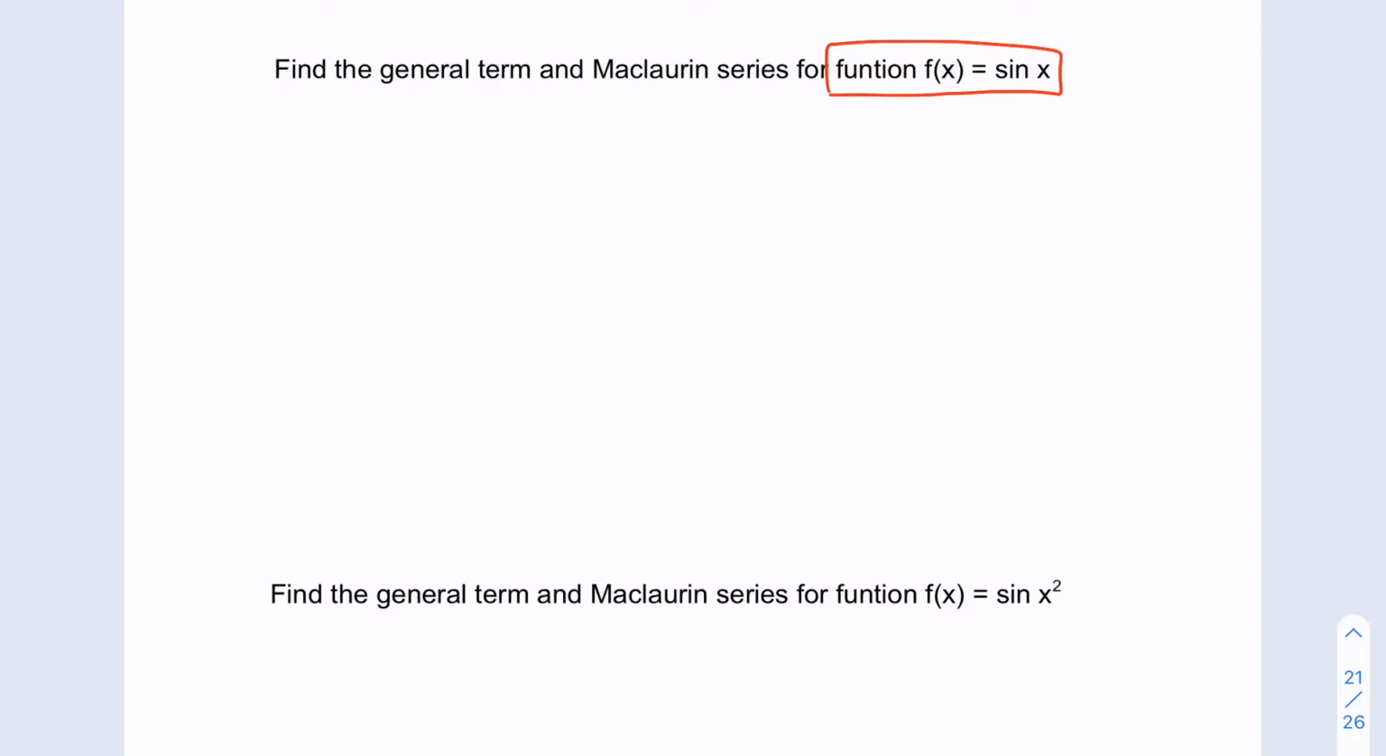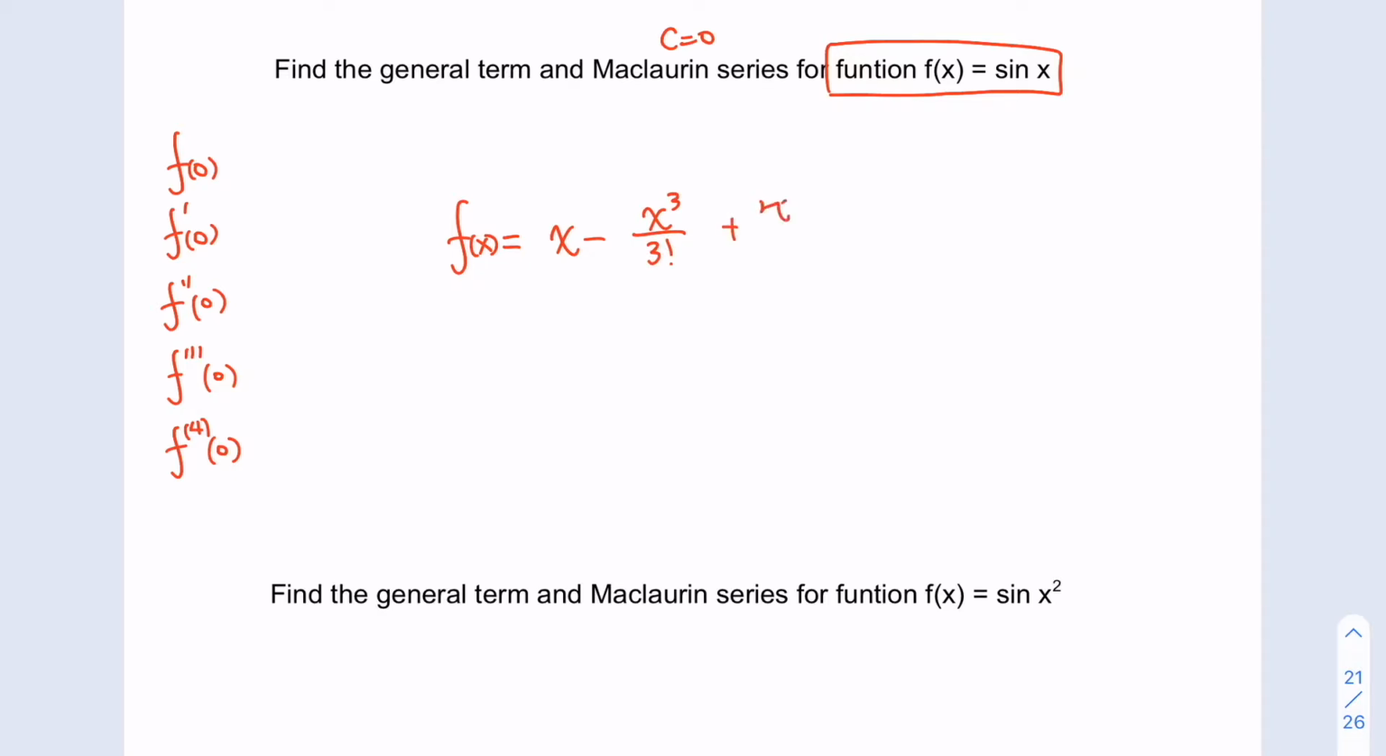And then we take the derivatives. c equals 0. We need f(0), the derivative, the double derivative, and the fourth derivative, etc. And after we plug everything in, f(x) will be approximately equal to x minus x cubed over 3 factorial, plus x to the 5th over 5 factorial, minus x to the 7th over 7 factorial. And if you look at here, this is the Taylor series.